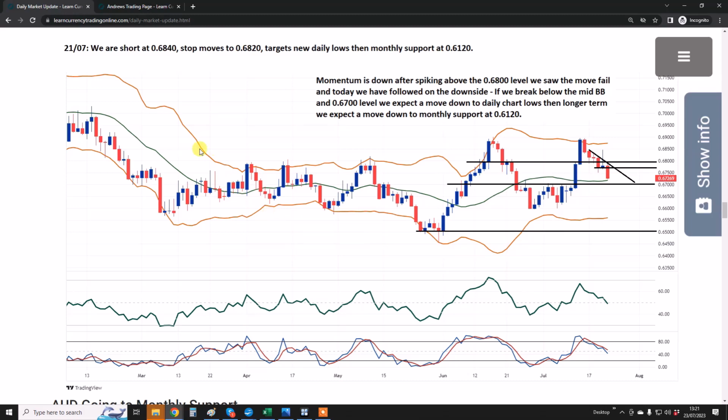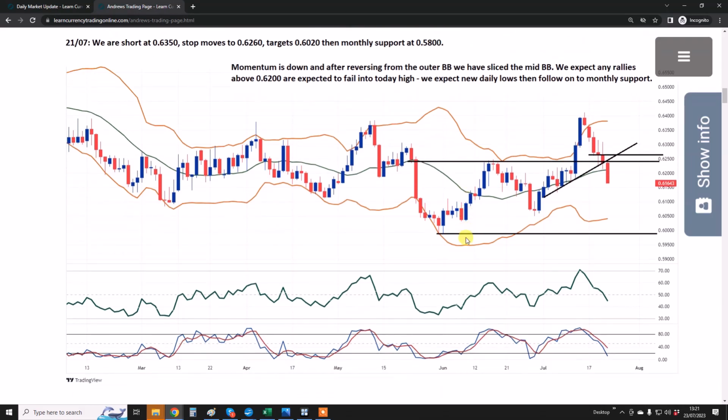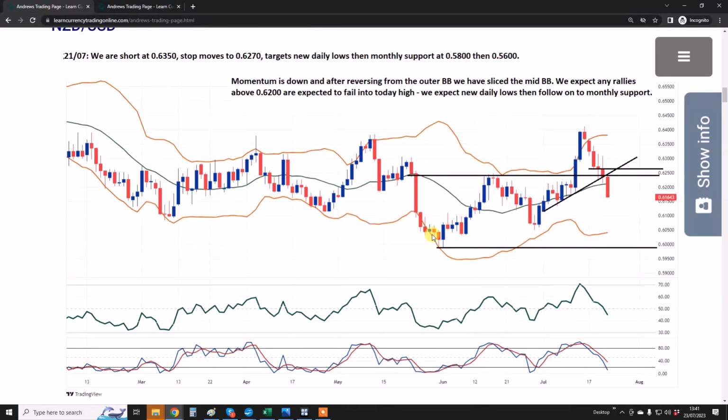Now in terms of the next pair, NZD USD. Right, NZD USD, you had this big surge to the upside there, and then we reverse, we get in at 63.50, and it's a couple of hundred pips to the downside, but there's far more downside to come in our view. You can see what we're looking for. New daily lows, monthly support levels 58, then 56, so about 550 pips more to our target.